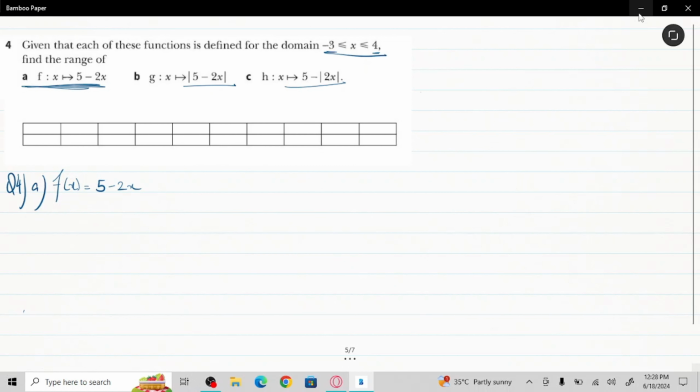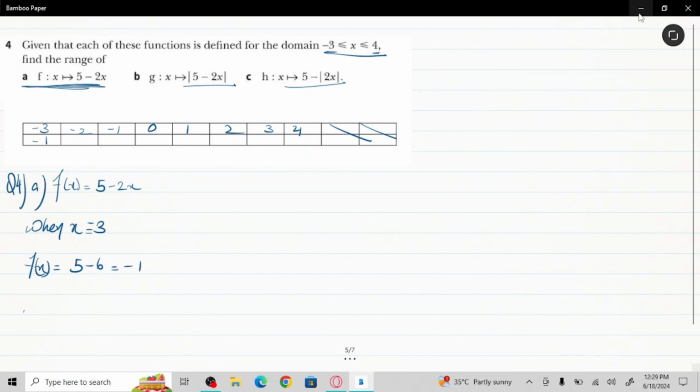What we do is just directly input the x values. It's really easy, but it's tedious, it's lengthy. So when x equals -3, we say that f(x) is equal to 5 minus 2 multiplied by 3 is 6. 5 minus 6 is equal to -1. And as you can see, let me fill this up first: -3, -2, -1, 0, 1, 2, 3, 4. Just ignore these two boxes. So when x equals -3, we have -1.